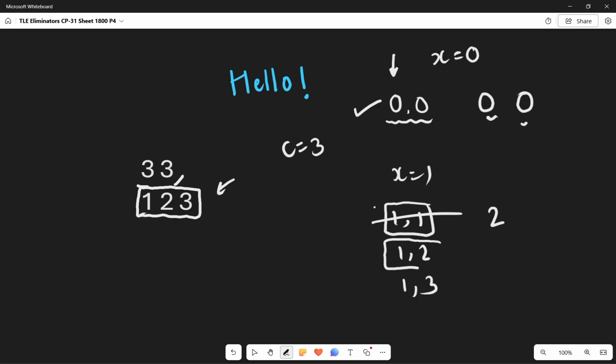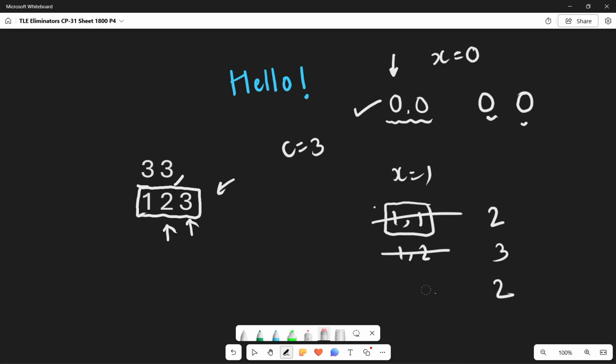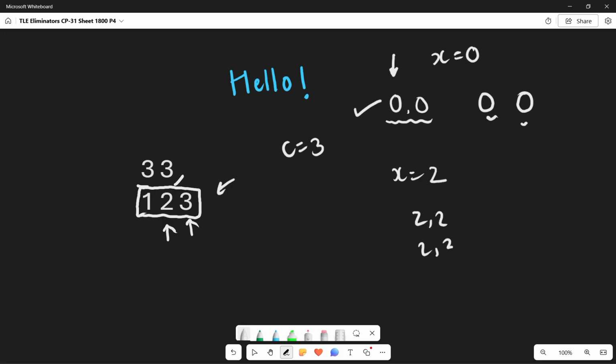For these elements their addition 3 is also in the set, so we have to discard that. And for this pair the subtraction y minus x is 2, which is also present in this set, so we have to discard this as well. So we didn't find any meaningful pair starting from 1. Let's start from 2. Okay, so 2 comma 2, 2 comma 3.